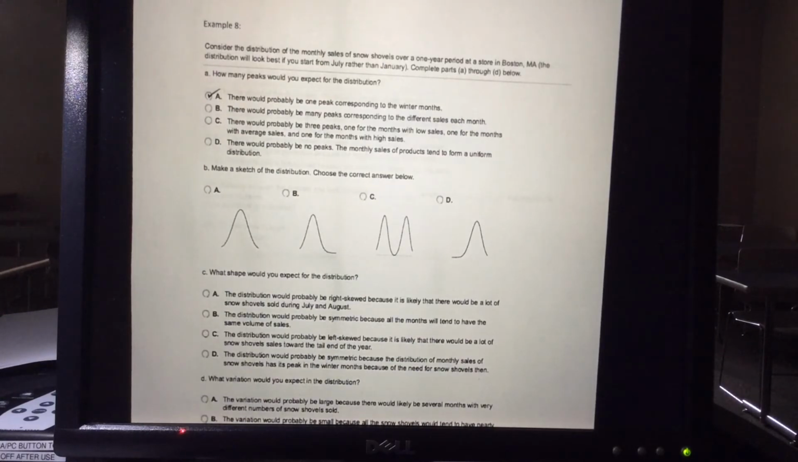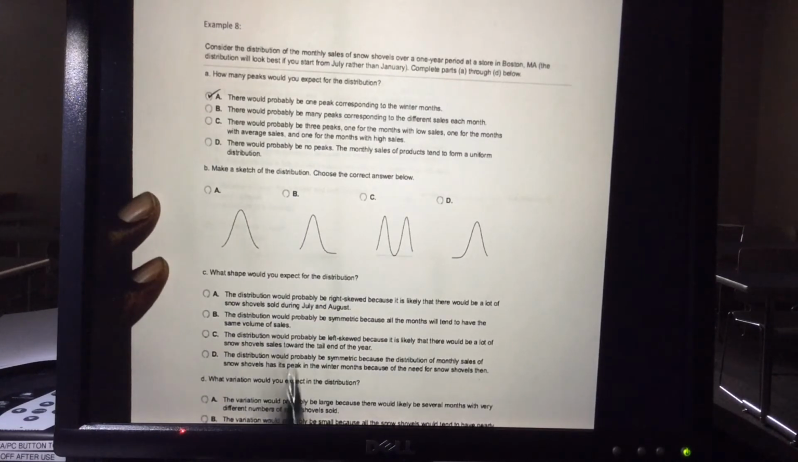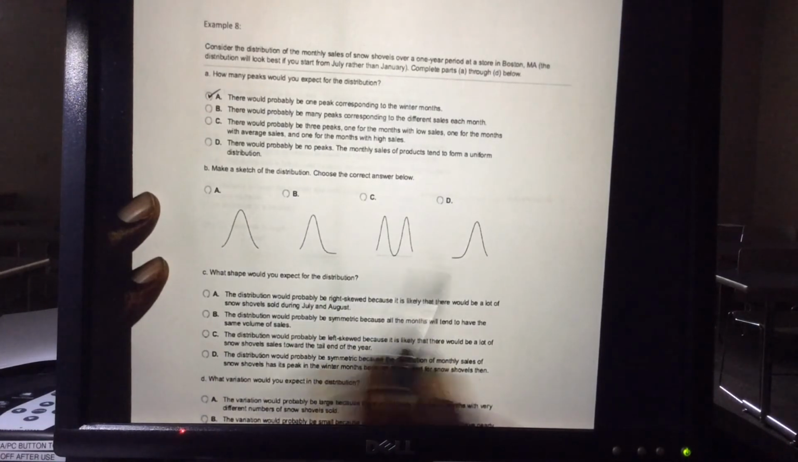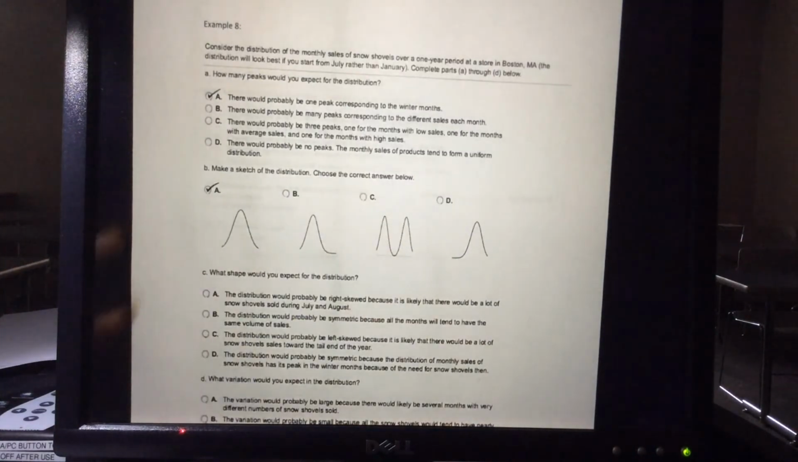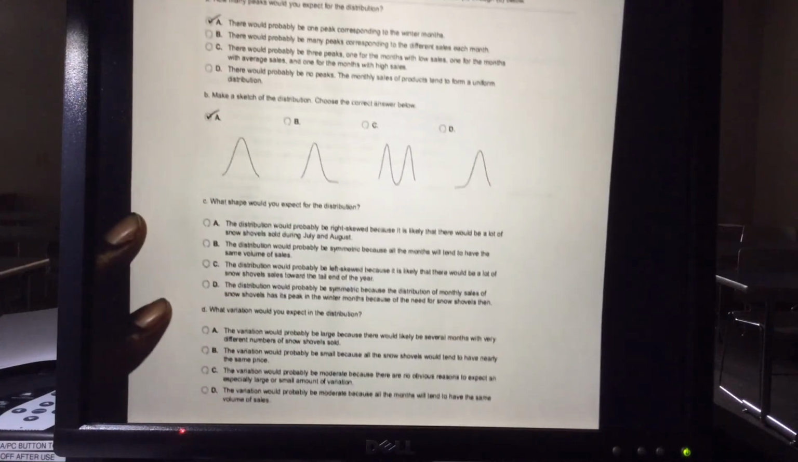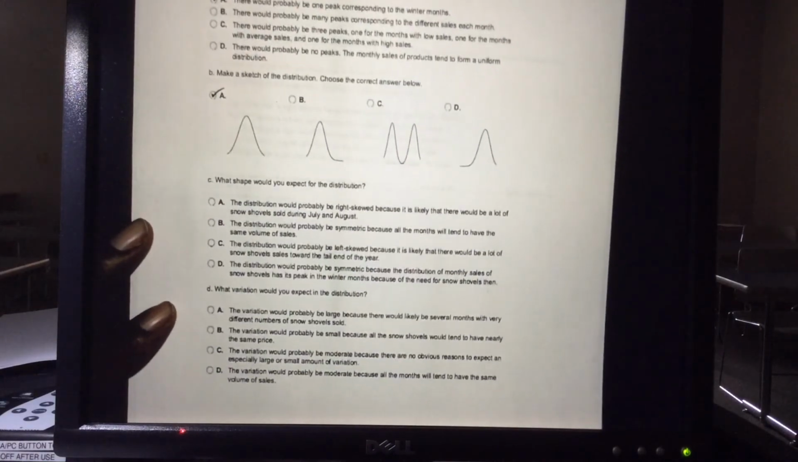Okay. And then part B, you'll make a sketch of that distribution. Okay, in this case, based on the winter months, I would expect it to be what they call a normal distribution, which is going to be graph A. And part C, what shape would you expect for the distribution? In this case, oops, wrong one. It's this one.